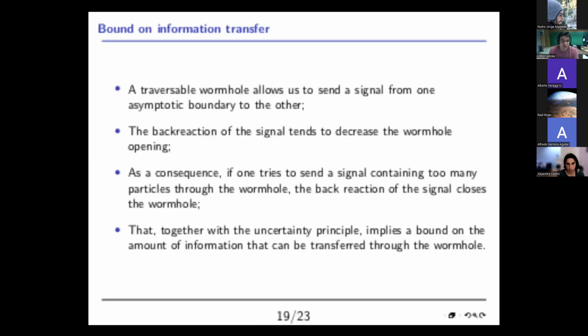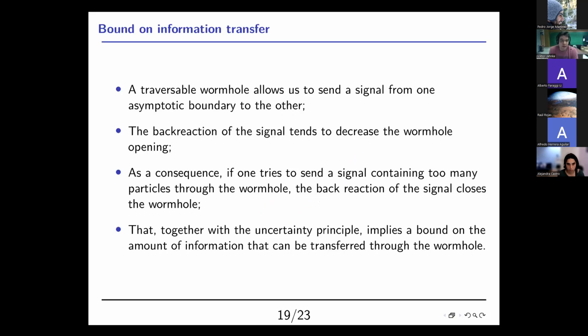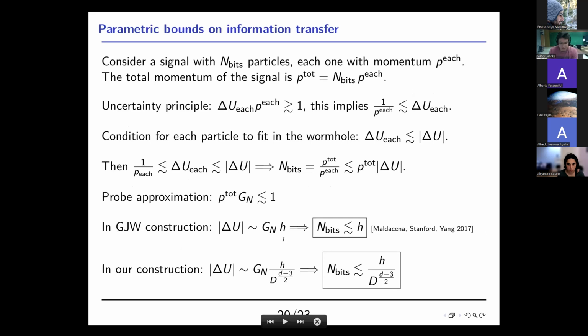You can also derive bounds on information transfer. I'm going to skip this previous slide, but in the Gao-Jafferis-Wall construction, Maldacena was able to show that the number of bits you send through the wormhole is bounded by this coupling constant h. In our construction, you can also derive this bound, but now you have an additional parameter to play with, which is the diffusion constant. And you can see that if the diffusion constant is really huge, this makes it more difficult to send information through the wormhole.